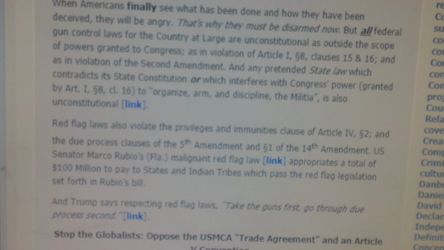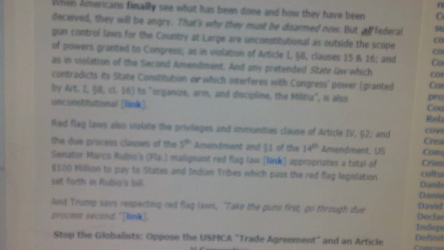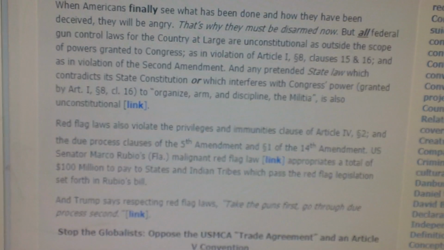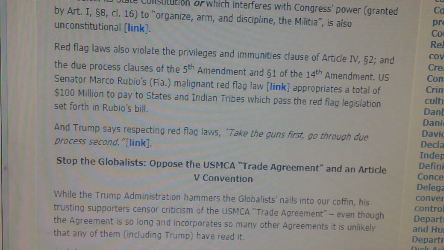Red flag laws. When Americans finally see what's been done, that they have been deceived, they will be angry. That's why they must be disarmed now. But all federal gun control laws in this country are unconstitutional, as outside the scope of powers granted to Congress, as in violation of Article 1, Section 8, Clauses 15 and 16, and as a violation of the Second Amendment. And any pretend state law which contradicts the state constitution or interferes with Congress's power to organize, arm, and discipline a militia is also unconstitutional.